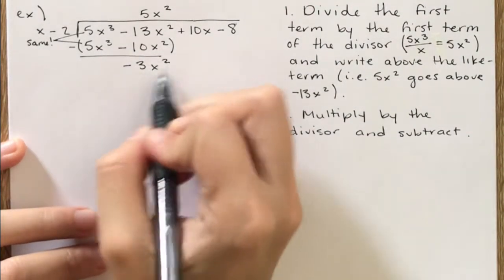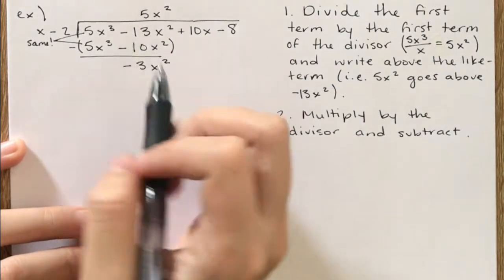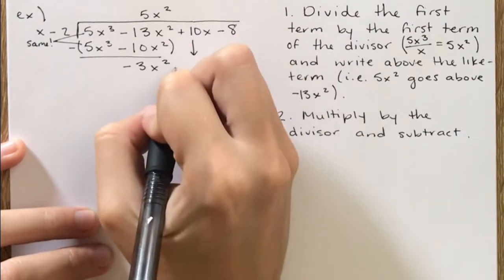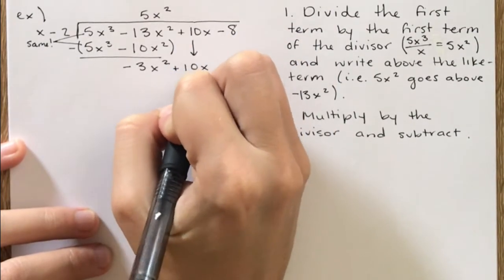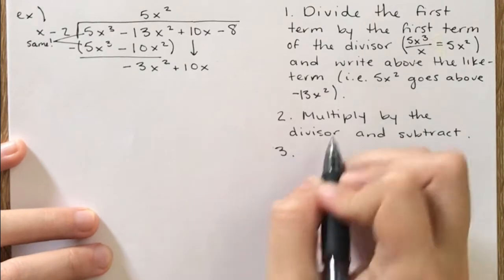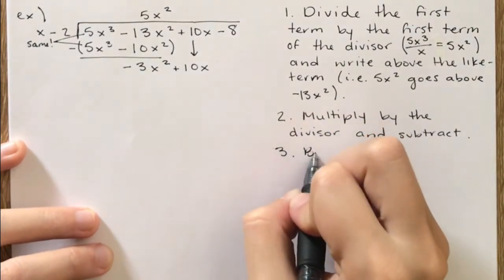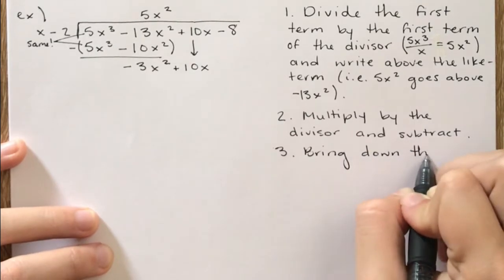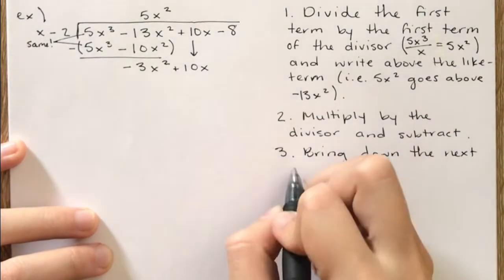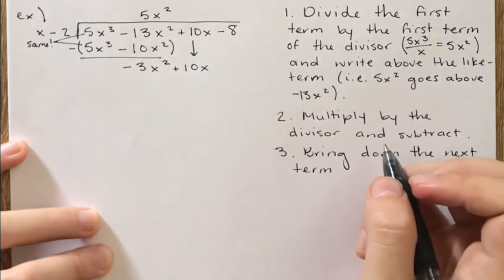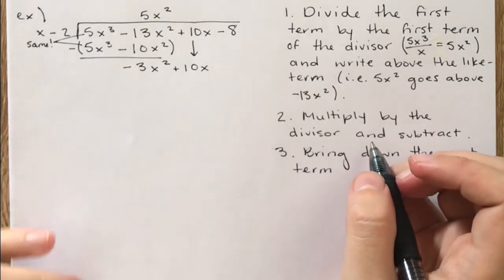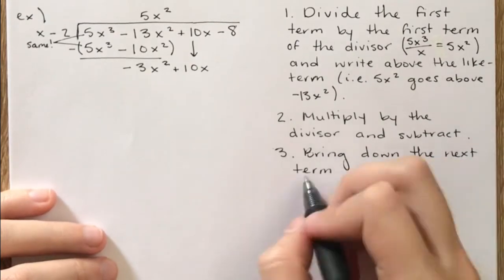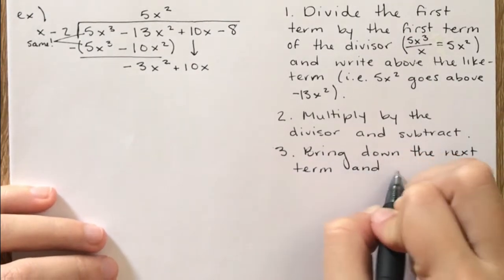So now we have one term. We can't divide one term by two terms, so we need a second term here. Let's bring down this next one. So we have plus 10x. So we need to bring down the next term. And in our integer example, of course, after we bring down this term, we go through the same process over again. So we bring down the next term and repeat.